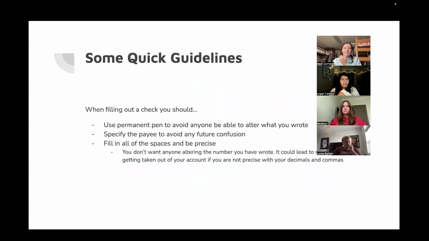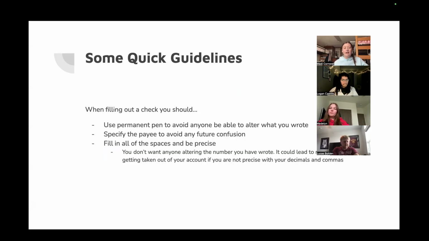Okay, some quick guidelines when filling out a check. Use a permanent pen to avoid anyone being able to alter what you wrote. If you do have a black pen or a blue pen right now, you can use that, but a pencil's fine just for practice. Preferably use a pen, because if you use any other colors or pencil, people could erase it and alter the information or the money on it. And with lighter color pens, people who are really trying hard to get extra money can use chemicals and it could alter the numbers.